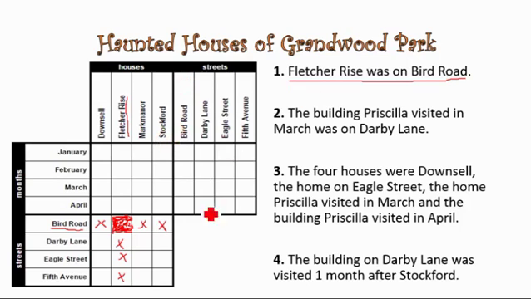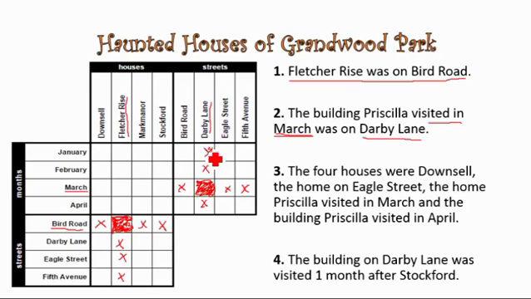Now we could see this another way. One of the clues could say that she visited it in a month. For example, clue 2 says visited in March. So Priscilla was on Darby Lane in March. So that means March. If I find March, I can go over to Darby Lane and find where they meet, and I know that whatever house was on Darby Lane was visited in March. And again, I can do my red X's.